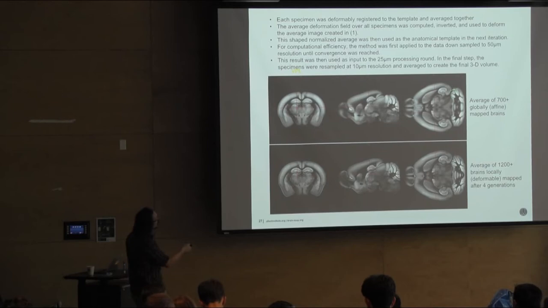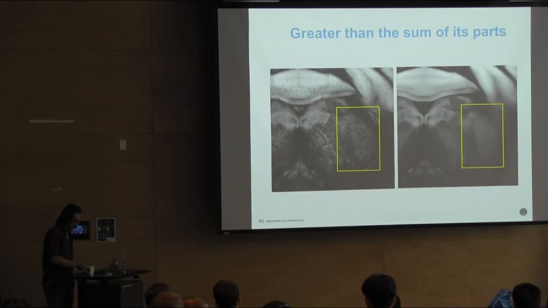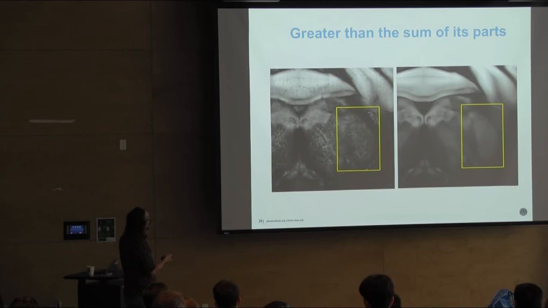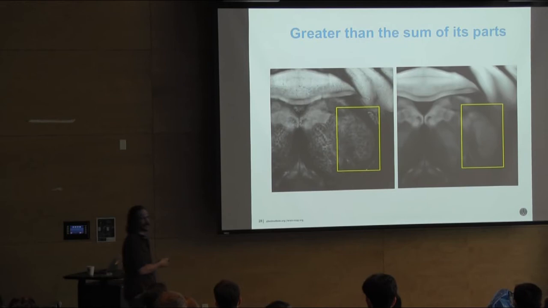The fine structure in the cerebellum becomes less hazy. Fine structure everywhere becomes less hazy in the hippocampus and the borders of the visual cortex. And then some really interesting things. This is the striatum here. And you see this microstructure that is not really visible on the scale of the individual animal, but on the average scale after the deformable registration, you actually see fine neuroanatomical structures start to pop out. So that's the level of detail that results when you average together, in this iterative fashion, 1,200 brains.